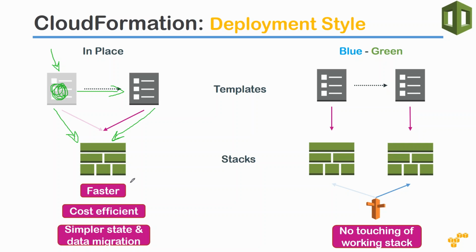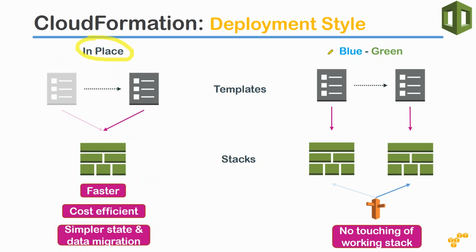And because it is changing only one particular resource, it is really faster and cost efficient, because I'm not touching any of the other resources that might be in the template, like RDS or auto scaling and all those things. So it is simple, and I don't have to do any data migration, because my database is not changed at all. So this is what an in-place upgrade means, as you can see at the top.